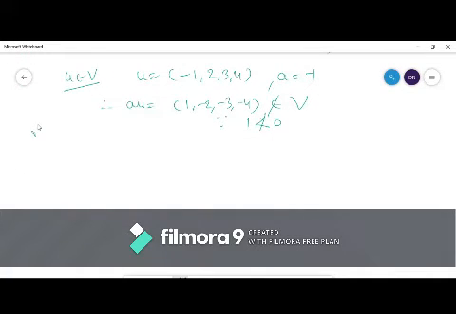Next example is, if V is of the form x1, x2, x3, x4, where x1 is greater than 0 and xi's are real numbers. Similarly, we can prove that this is also not a vector space.